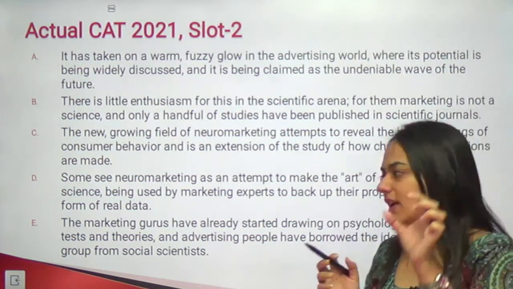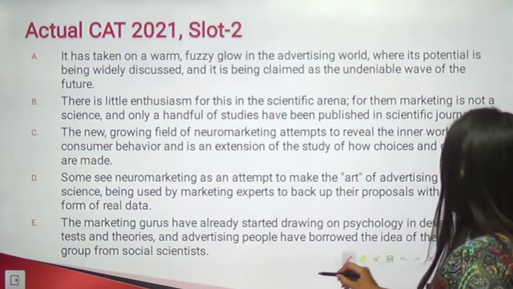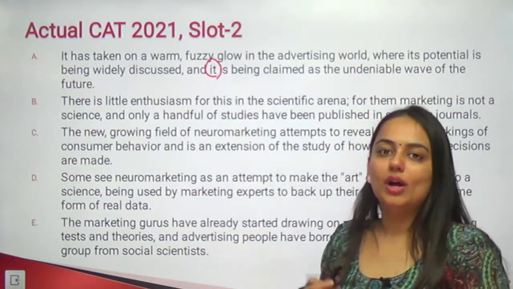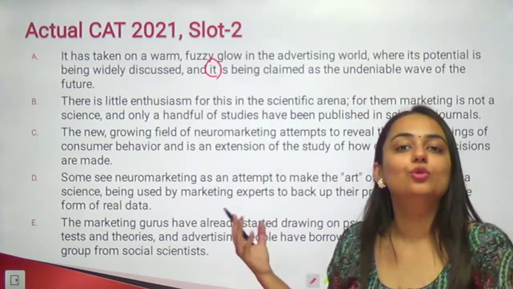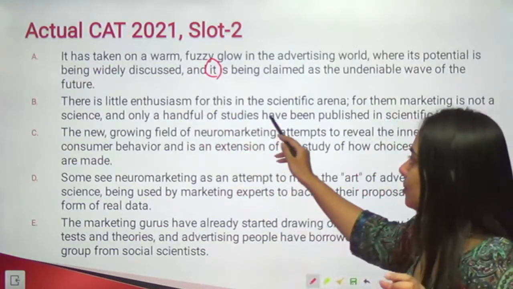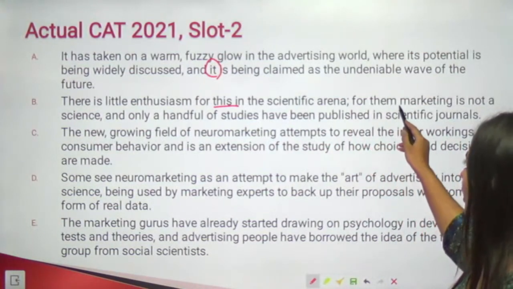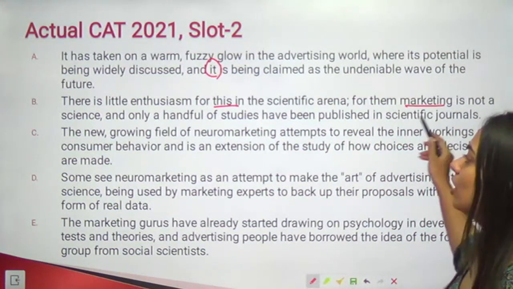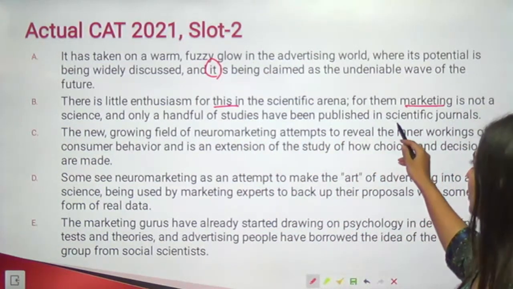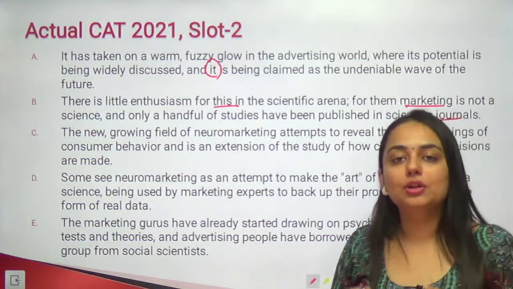Why are we again and again using this "it"? This becomes very irritating in these sentences, as we do not know why we are using it. What is the noun of this pronoun? Let's identify. There is little enthusiasm for this, again this, in the scientific arena. For them, marketing is not a science, and only a handful of studies have been published in the scientific journals. Okay, so they are talking about marketing.